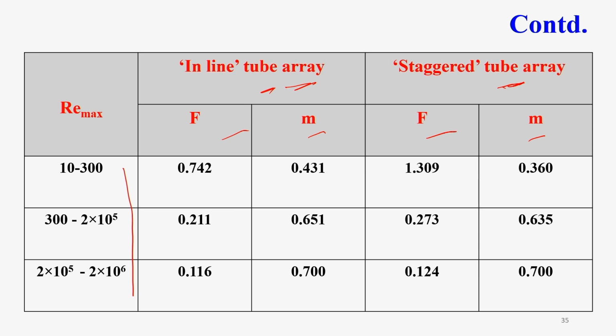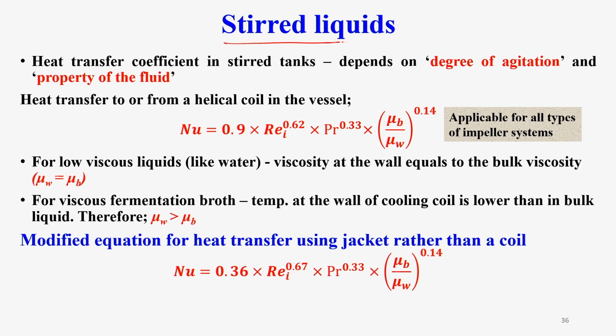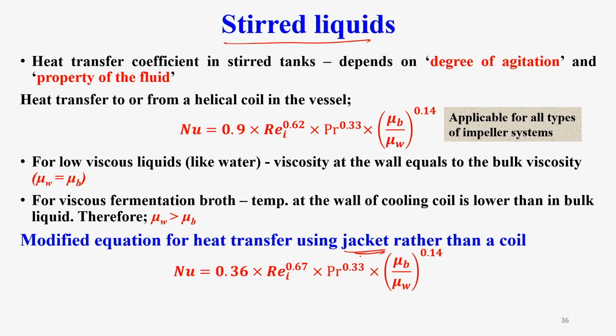Next comes if you are having a stirred liquid, and in the case of stirred liquid we are going to consider two different conformations. One is you are having a jacketed vessel and the other is you are having a stirred tank. The heat transfer coefficient in the stirred tank depends on the degree of agitation as well as on the properties of the fluid.